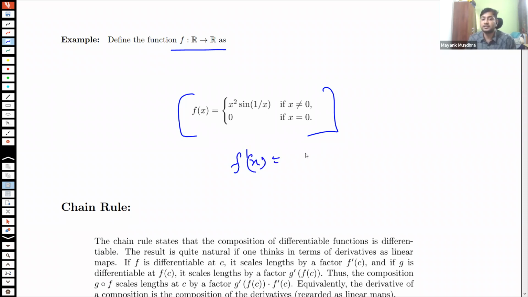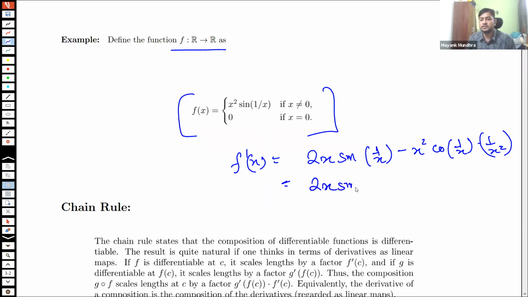So let us look at f prime of x. f prime of x is going to be equal to 2x sine 1 by x plus x square cos 1 by x minus 1 by x square. So this becomes 2x sine 1 by x minus cos 1 by x. So this is my f prime of x.